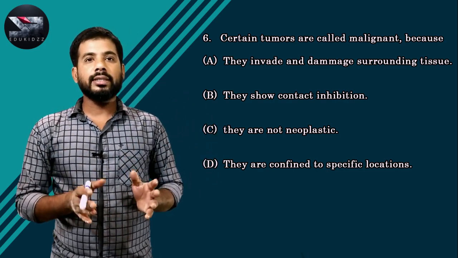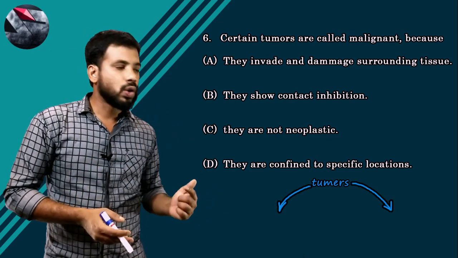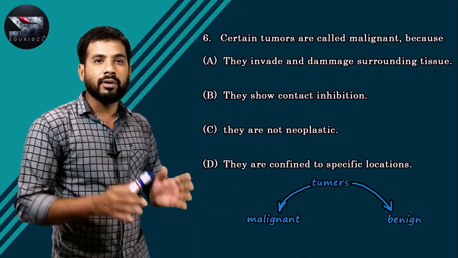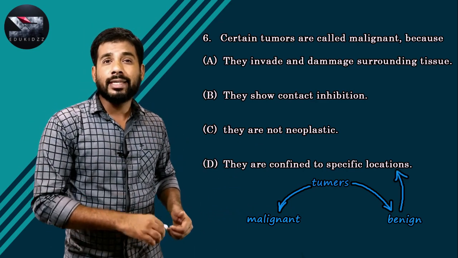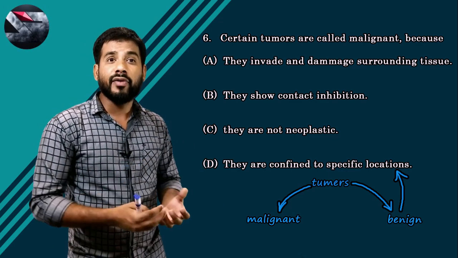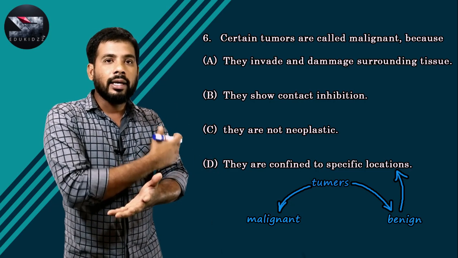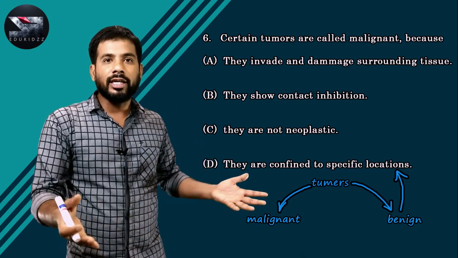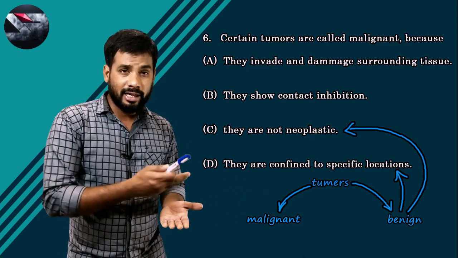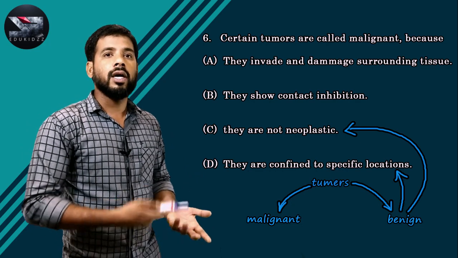So remember students, tumors are generally classified into two types. One is malignant tumor and the other one is the benign tumor. Here the benign tumors are generally non-cancerous. So they just remain confined to their specific location. Means, for example, if a tumor is formed in the hand, that tumor will not spread to the other body. And these benign tumors are non-cancerous. That means they are not neoplastic. Neoplastic means cancerous.